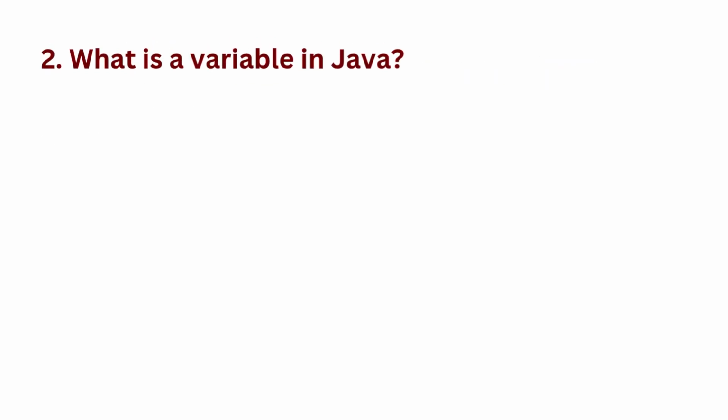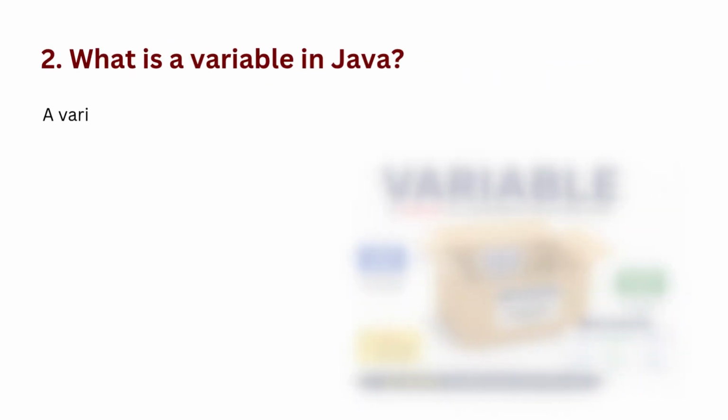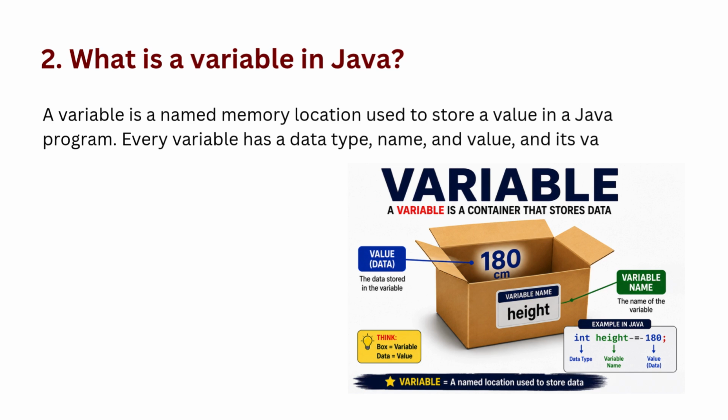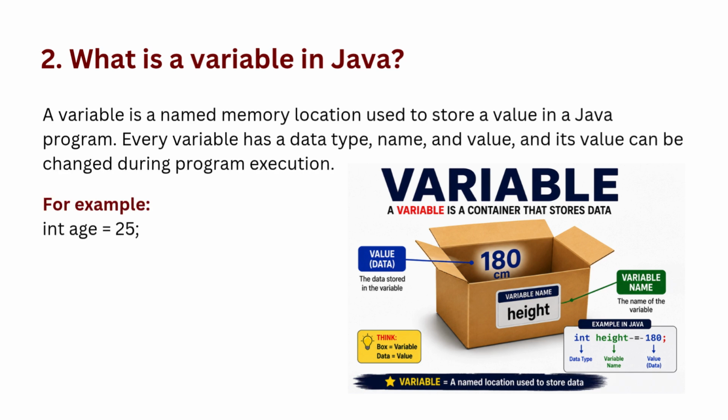Second question: what is a variable in Java? A variable is a named memory location used to store a value in a Java program. Every variable has a data type, name, and value, and its value can be changed during program execution.